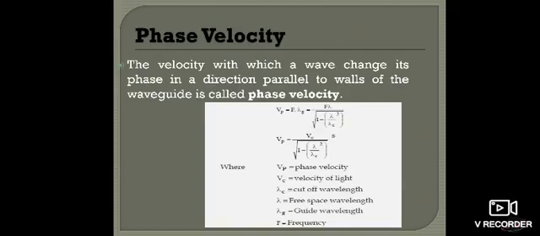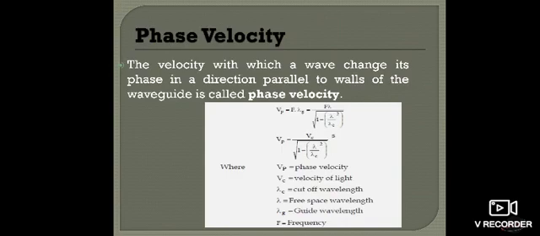Okay, that means the velocity with which a wave changes its phase in a direction parallel to the walls of the waveguide is called the phase velocity, and that can be given as Vp, the phase velocity, equals f into lambda g. f is the frequency and lambda g is the guide wavelength.